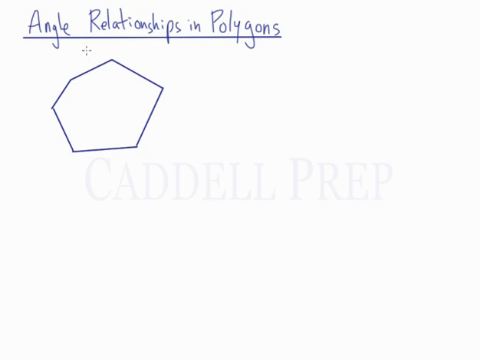Let's take a look at the angle relationships in polygons. First of all, a polygon is any shape with 3 or more sides. Okay, let's look at the exterior angles.